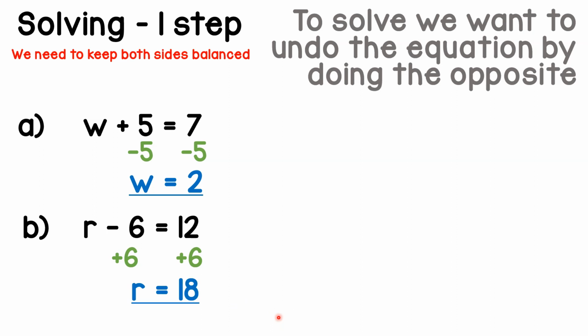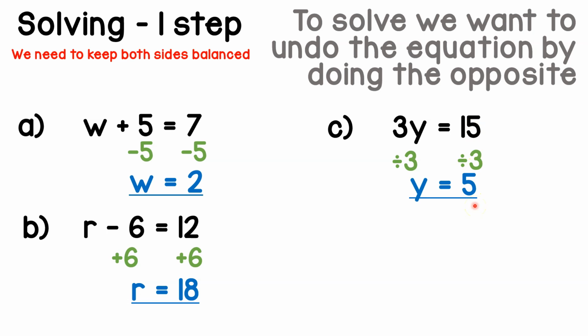makes R equals 18. Now remember, for this question, when it's 3y, it's the same as 3 times y. So the opposite of timesing by 3 is dividing both sides by 3. Now 3y divided by 3 is just going to be y, and 15 divided by 3 is 5.